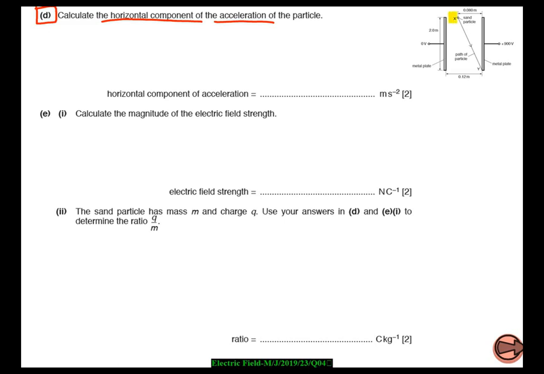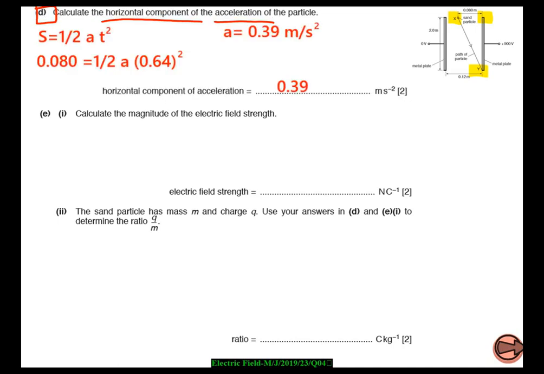The time taken for the particle to move from x to y is the same as the time taken for the particle to move from x to the positive plate. So the time taken is the same. This is the key thing we have to understand to answer part D. If we have this understanding, we can simply use the kinematic equation and we can answer. So this is how we can answer this question.